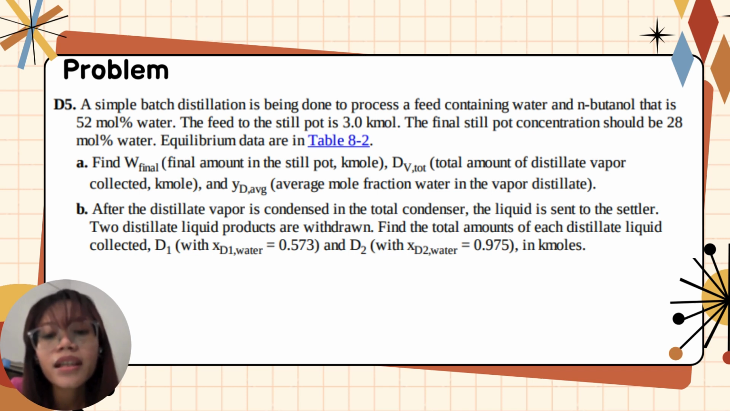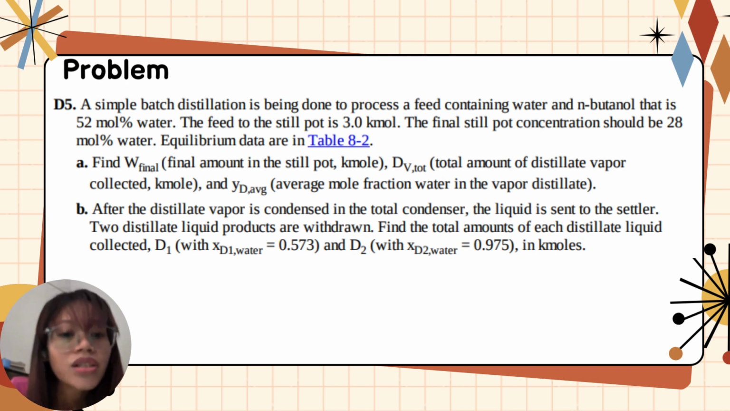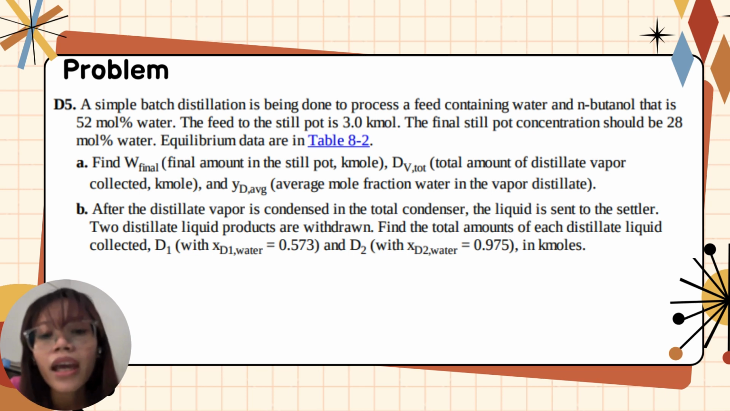Next, after the distillate vapor is condensed in the total condenser, the liquid is sent to the settler. Two distillate liquid products are withdrawn. Find the total amounts of each distillate liquid collected, in kilomoles: D1 having a mole fraction of water of 0.573 and D2 with a mole fraction of water of 0.975.